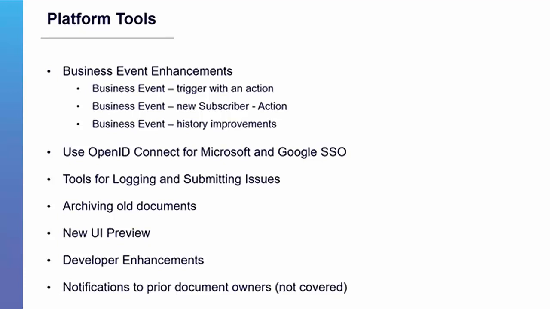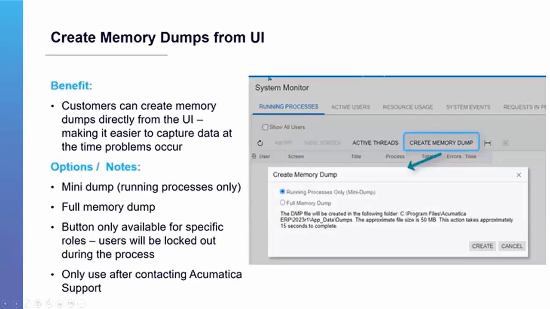Let me highlight a couple of these features here. So another big one is the ability to create a memory dump from the system monitor. So again, about performance and things that not only Action but Acumatica support, we can now create a memory dump to take a look at what's going on in the system, okay?